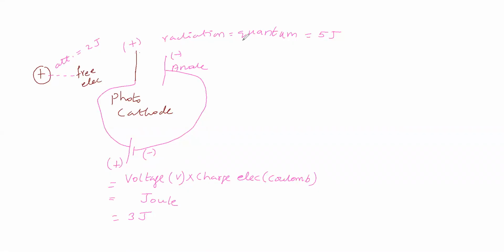Now we are giving radiation. Radiation has this much quantum. In this quantum, 2 joule is utilized for breaking this attraction. The remaining 3 joule is the maximum kinetic energy. Through the external battery we are giving energy of 3 joule, making this free electron not come out.